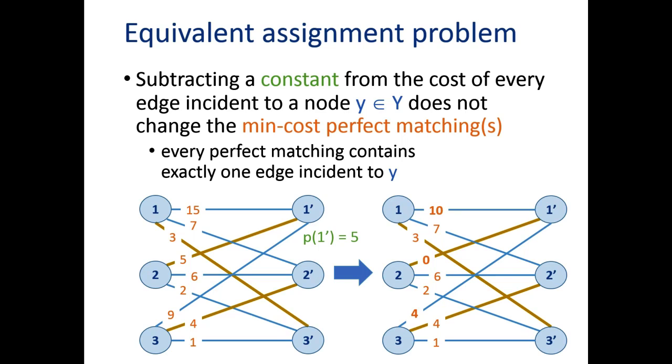Right, and a perfect matching does have to match 1 to something, right? So every perfect matching pays this penalty. Every perfect matching is affected in the same way.